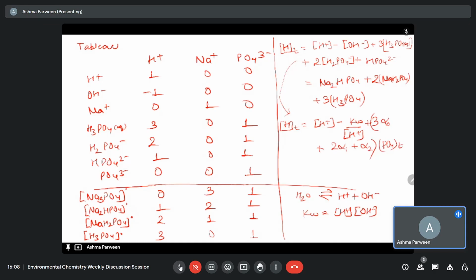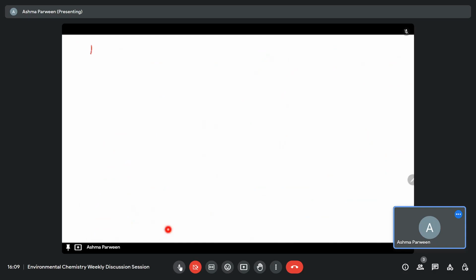So I think this is the equation, and alpha naught equals H3PO4 by total phosphate. Alpha 1 will equal H2PO4 minus by total phosphate concentration, and alpha 2 will equal HPO4 2 minus upon total phosphate concentration. So let's see. Let me write it neatly here.